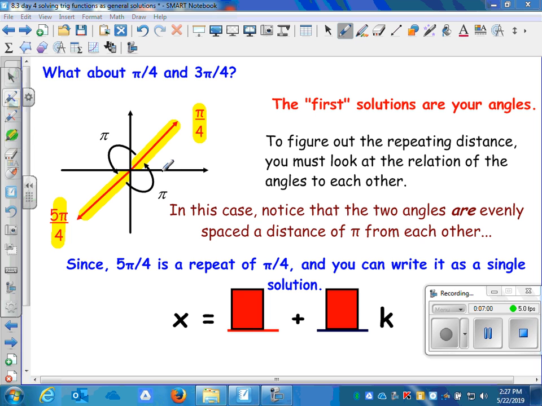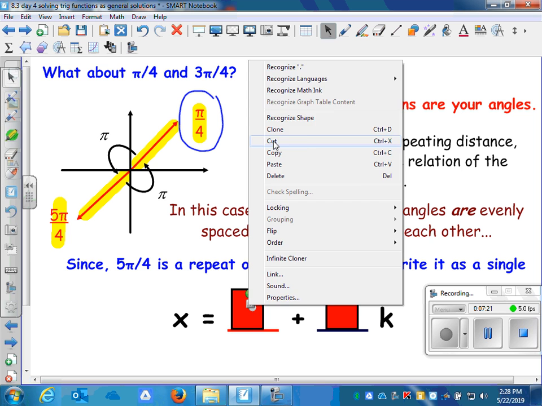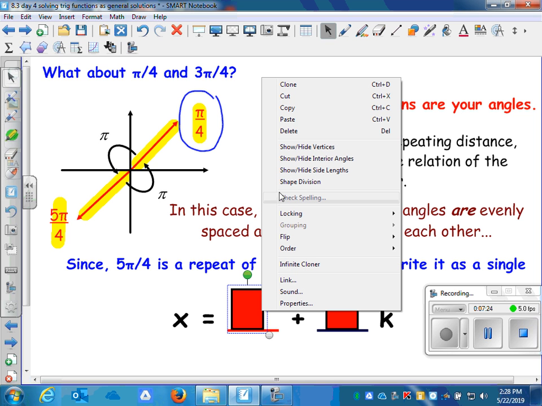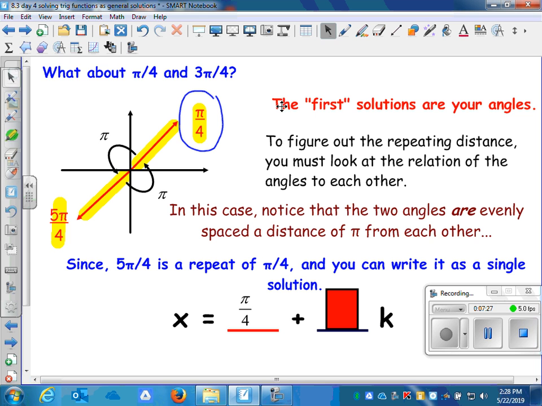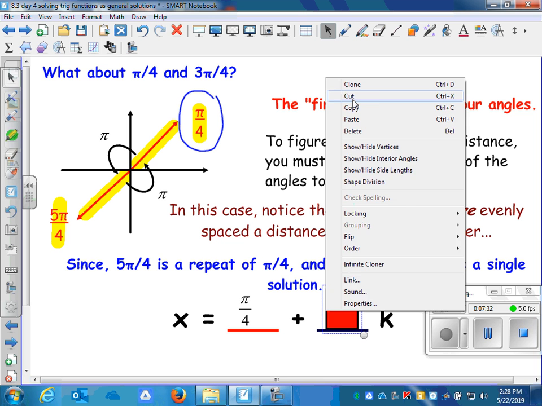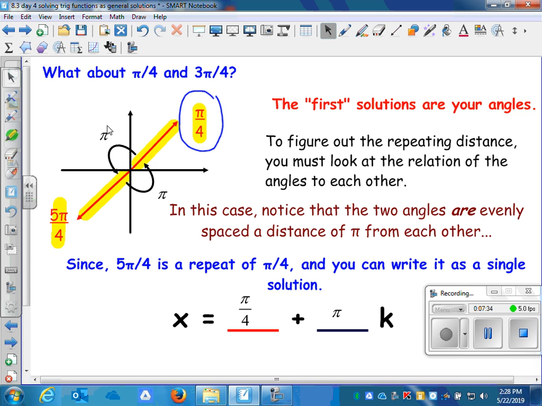So to figure out that you have a repeating distance, you've got to look at these angle situations. In this case, because they're evenly spaced, I could write 5 pi over 4 in terms of pi over 4. So it's not unique, so I'm not going to use it. I'm only going to use the pi over 4 to create a generic equation. So just like before, we've got this value in the first box that's going to be the initial value of pi over 4. But what you'll notice this time is it doesn't cycle through at 2 pi, it cycles through at pi, because I can see that I have a multiple of this, or adding pi to it.